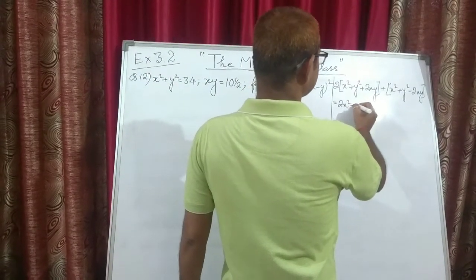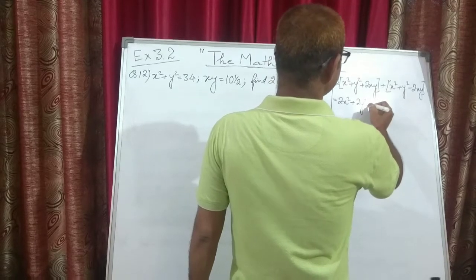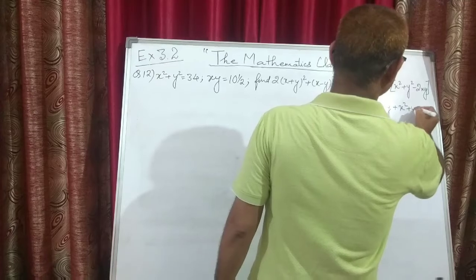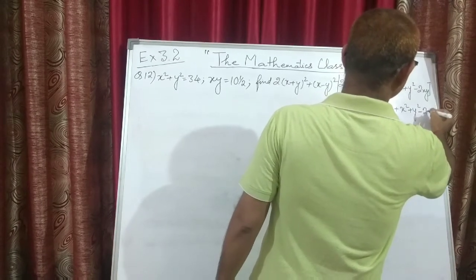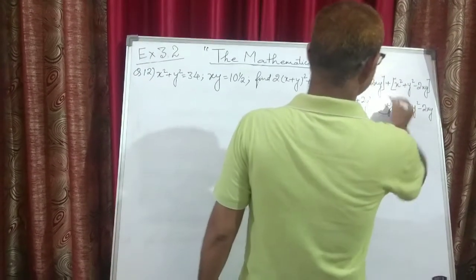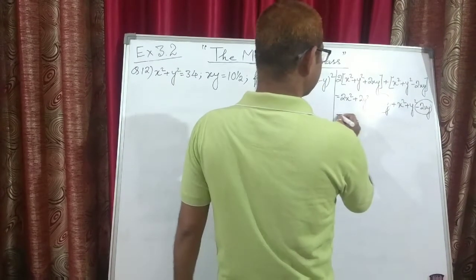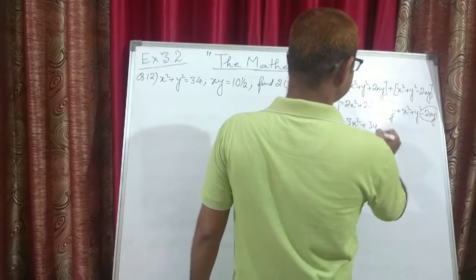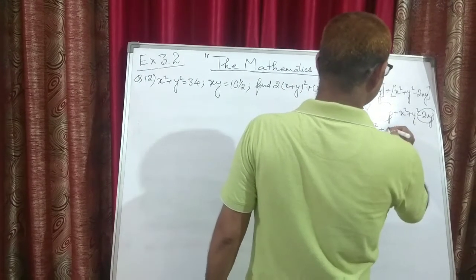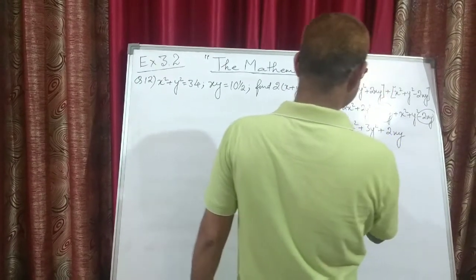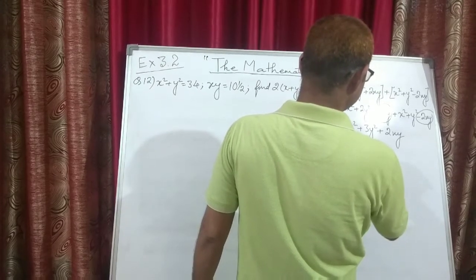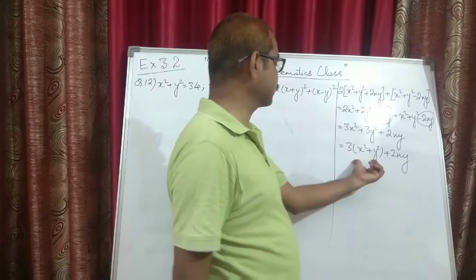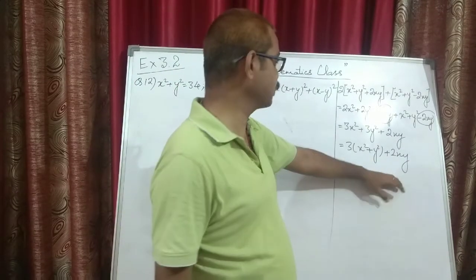2 times of x square plus 2 times of y square plus 4xy plus x square plus y square minus 2xy. So this plus 4xy and minus xy will be cancelled. 2 plus 1 is 3, x square plus 3y square plus 2xy. It means this can be written as 3 times of x square plus y square plus 2xy. Now simply you can place the value of x square plus y square and xy in this equation.